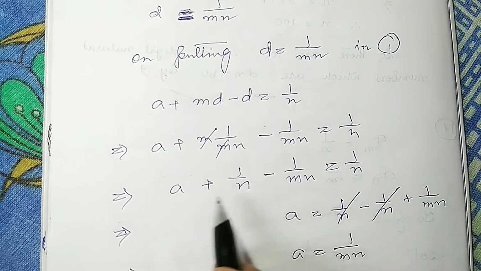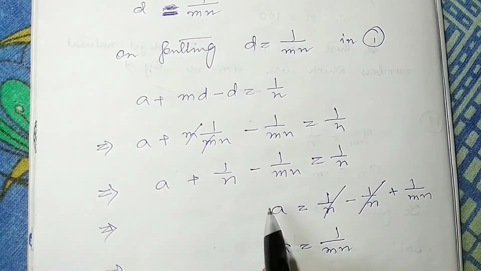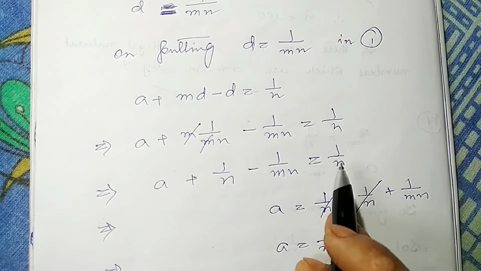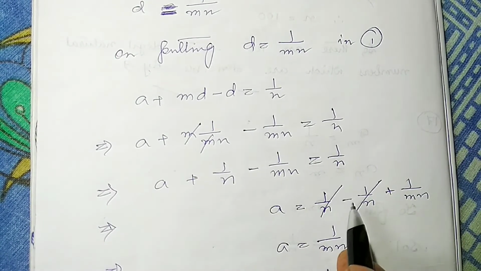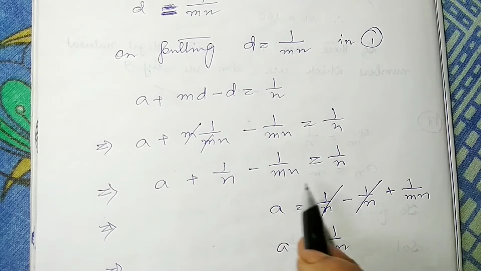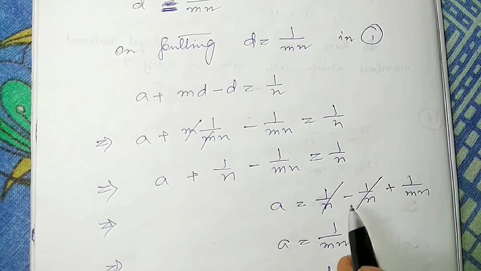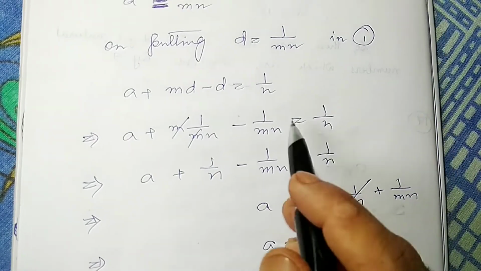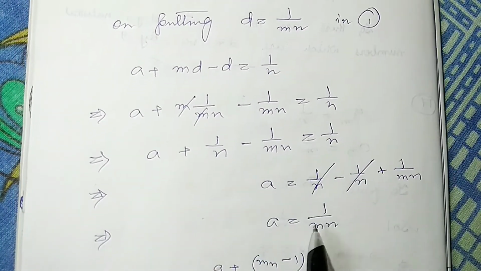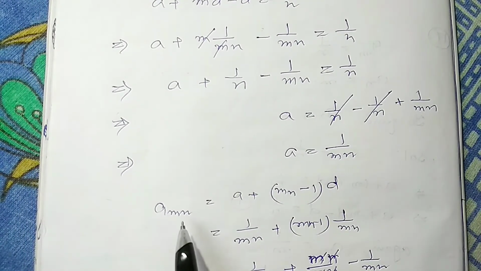Since we need a, we'll keep a on one side and the remaining on the other side, 1 by n. This plus 1 by n will become minus 1 by n, and this minus will become plus 1 by mn. This one cancels. We got a equal to 1 by mn. So already we got d and a, so we can calculate the mnth term.